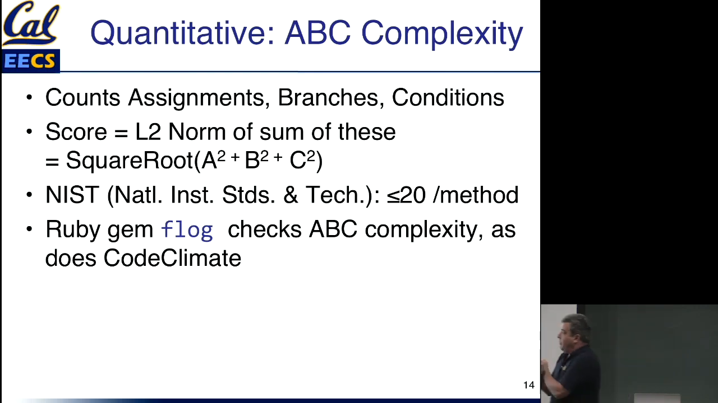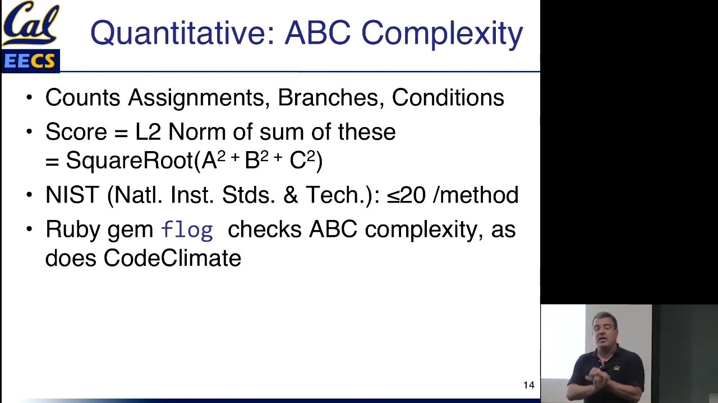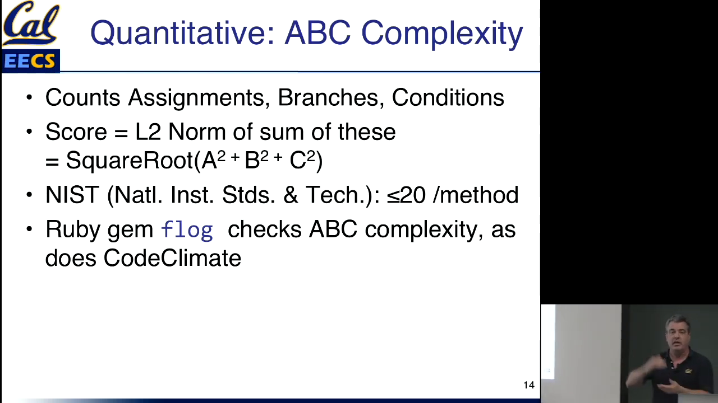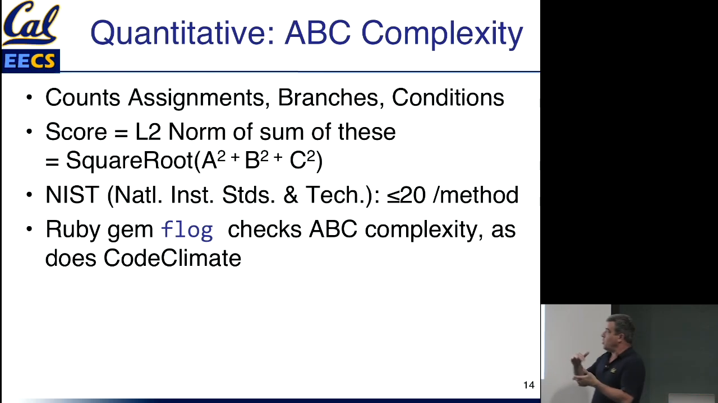That's it. The National Institute of Standards and Technology, or NIST, very exciting organization. Among other things, they set standards for government contract work and software. They actually have a guideline that code written for the government should have an ABC score of less than or equal to 20 for any given function. A function that scores larger than that should be broken down into subfunctions. And we'll show an example in a minute, like I said, of how to do that. Again, there is a gem that checks your ABC complexity, but you don't usually need to use it separately because Code Climate will report this if you go in and look at the stats for individual files.